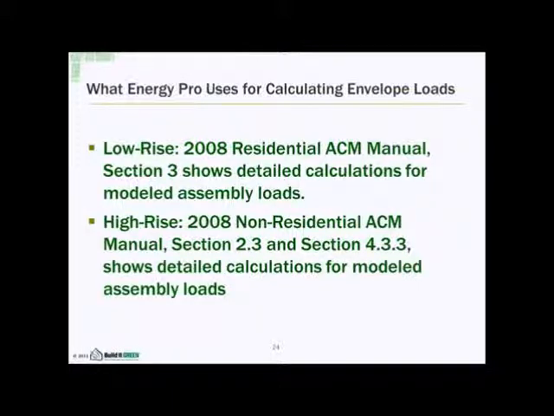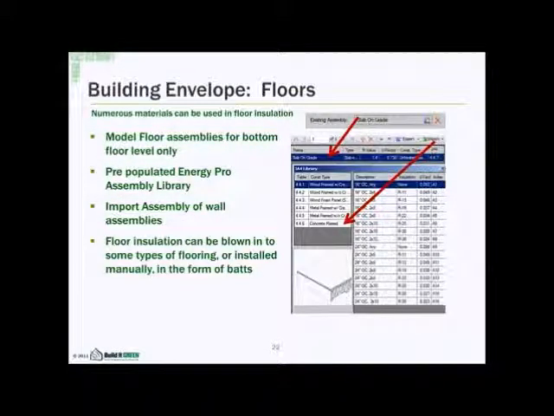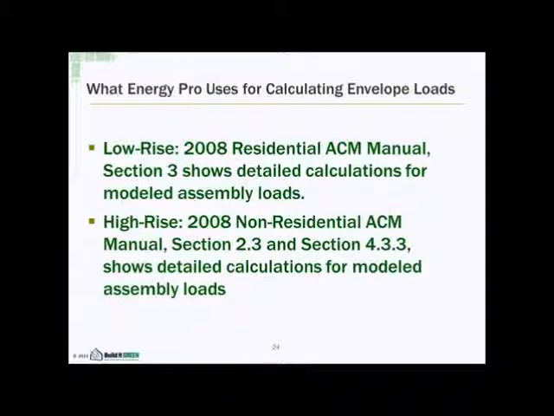So what does Energy Pro use for calculating envelope loads? It uses for LowRise the 2008 Residential ACM Manual, which we went into in the beginning of the presentation, Section 3, and this shows detailed calculations for the assemblies. For high-rises, it uses the 2008 Non-Residential ACM Manual, Section 2.3 and Sections 4.33. I gave you links in the earlier slide to these documents. So once you get the slides, you can get the link, and you can go to these sections and see what those assemblies look like, and you'll see these pictures for the roof, the ceiling and the wall.